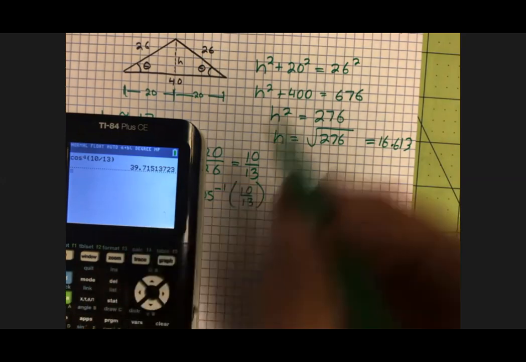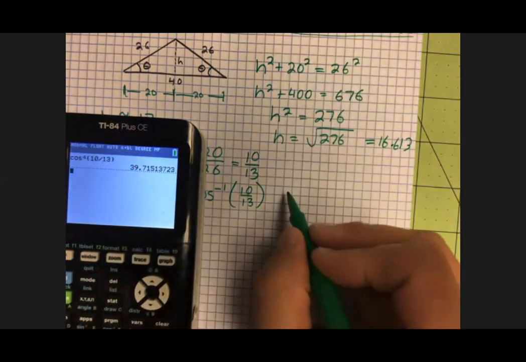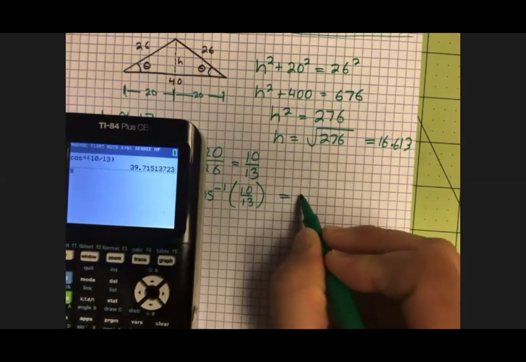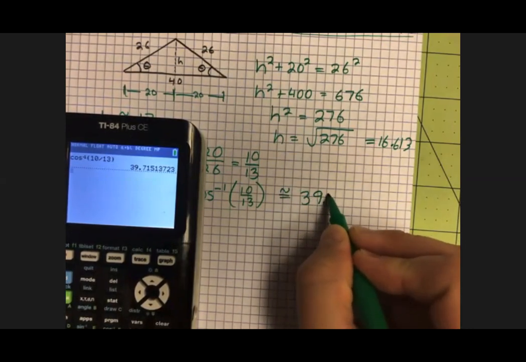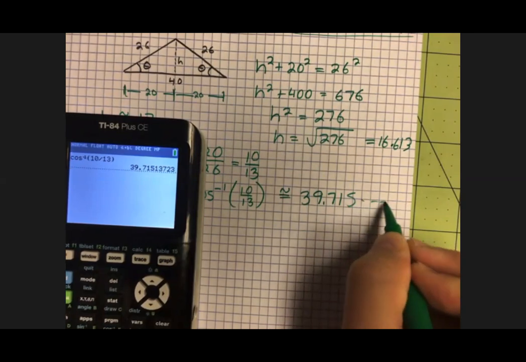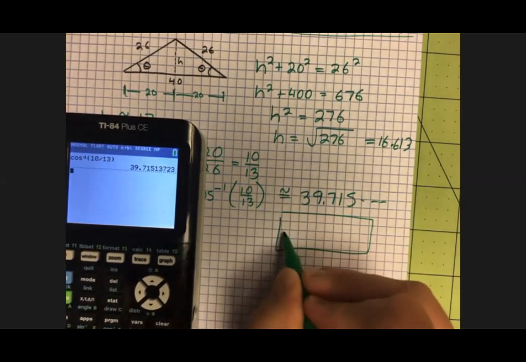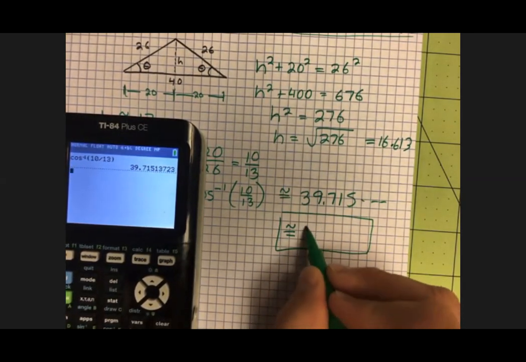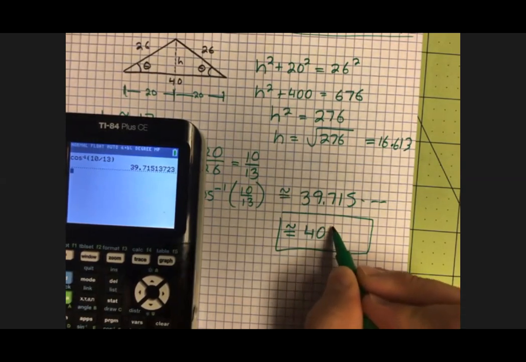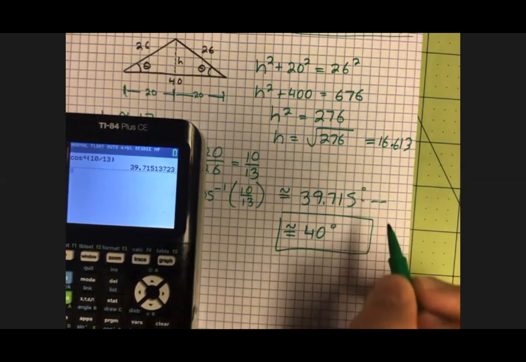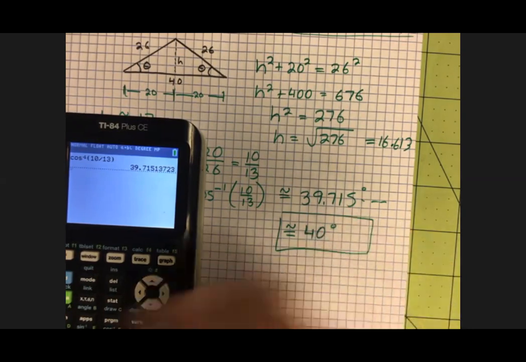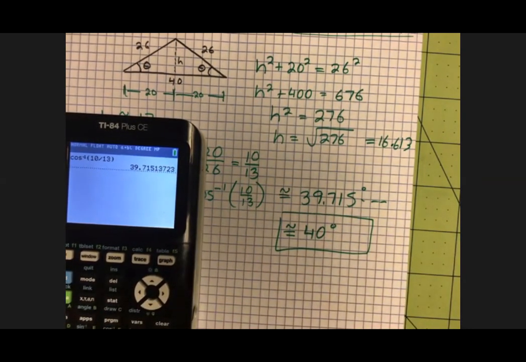39.715 degrees. They want it to the nearest whole number. I will say 39.715, nearest whole number, approximately 40 degrees. Okay, and I'm just checking. I think they wanted the angle to the nearest degree, 40 degrees.